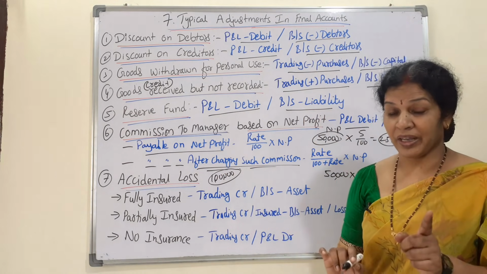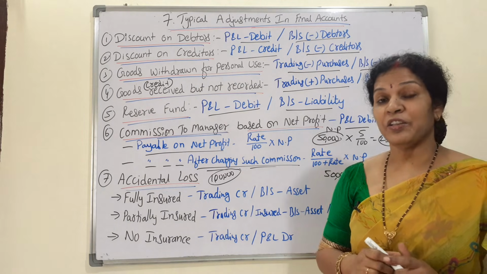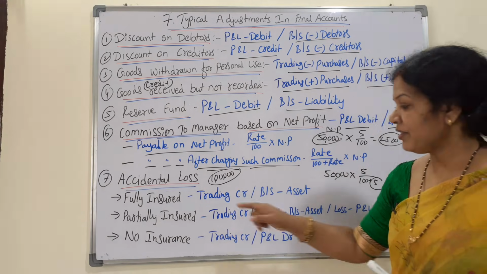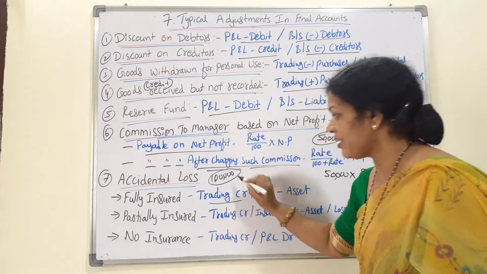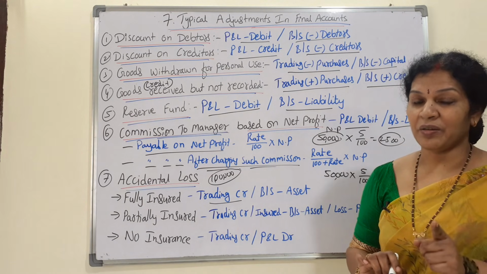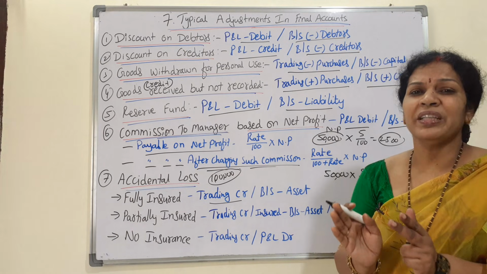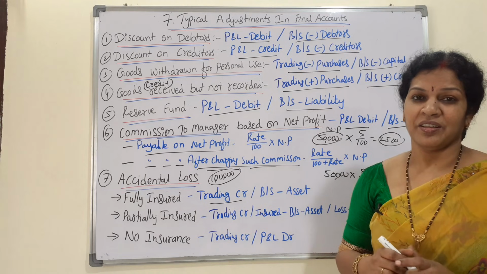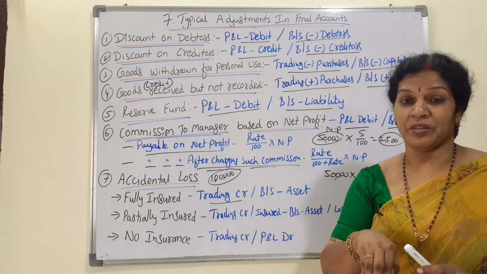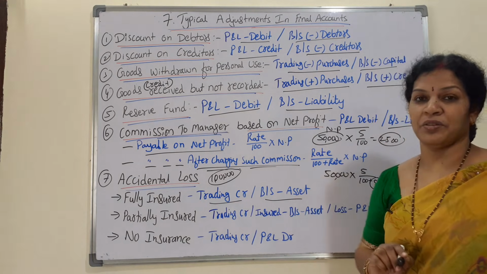Accident loss is 1 lakh, and 1 lakh insurance is there. It means first we'll write this amount, 1 lakh rupees, on the trading account credit side. Entering it on the credit side shows that there is an accident. When fully insured, to cancel this, we will write it on the balance sheet asset side.